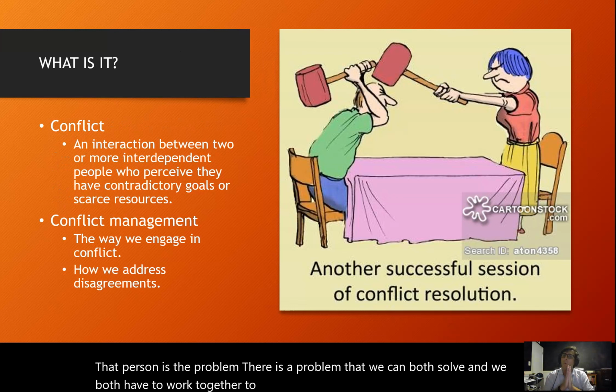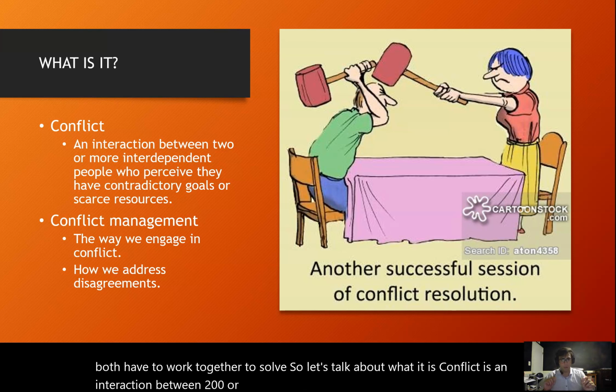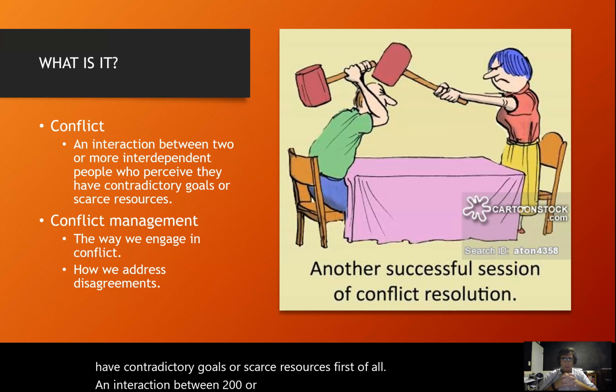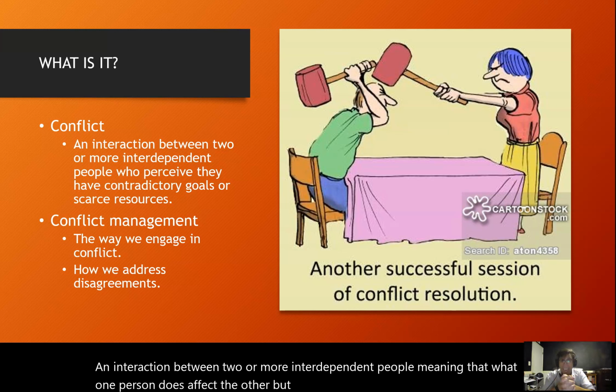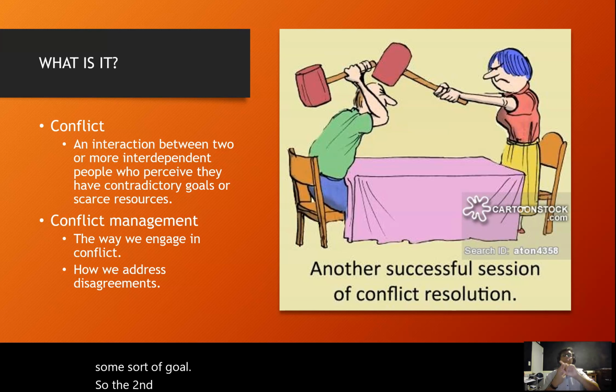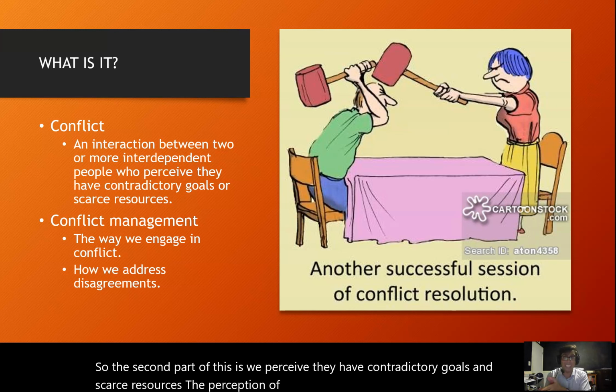So let's talk about what it is. Conflict is an interaction between two or more interdependent people who perceive they have contradictory goals or scarce resources. First of all, an interaction between two or more interdependent people, meaning that what one person does affects the other, but also that we depend on each other for some sort of goal. So, the second part of this is we perceive they have contradictory goals and scarce resources. The perception of it may not be the reality.